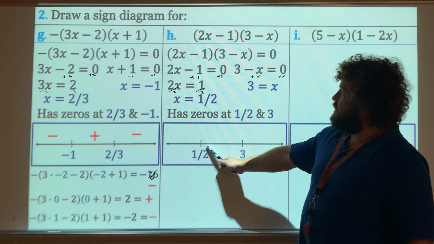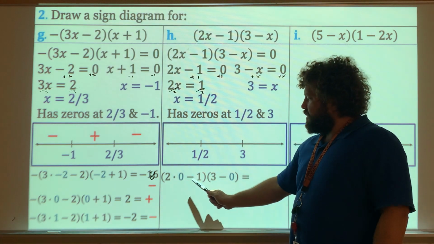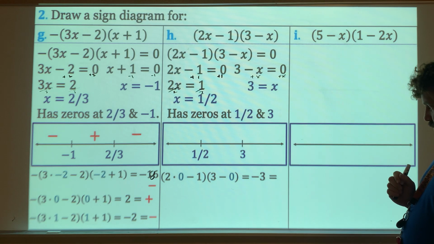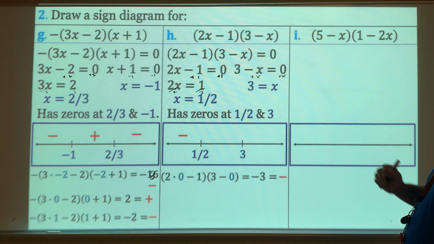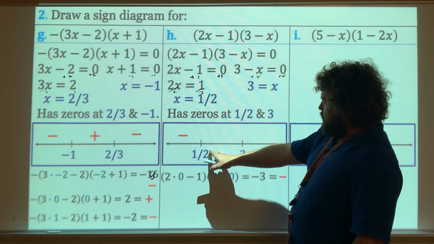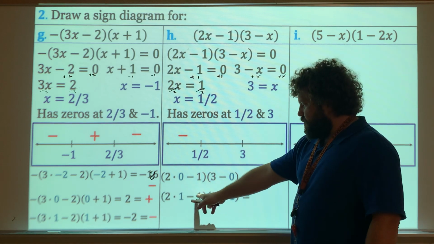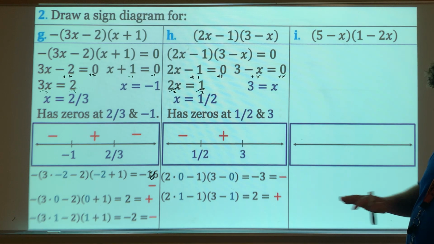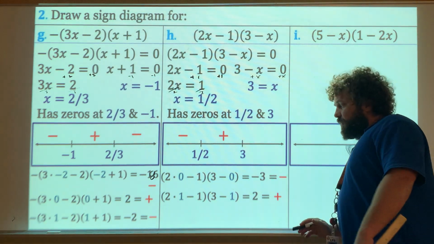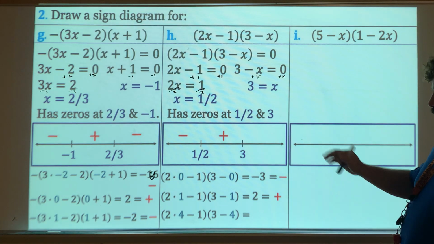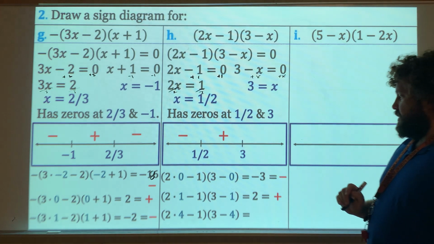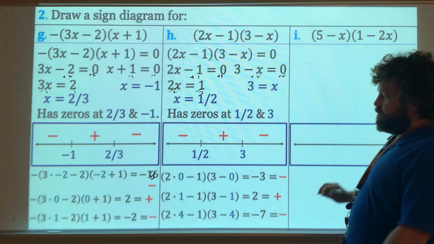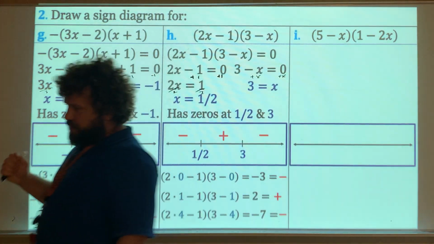Number less than 1/2 is 0. 2 times 0 minus 1 is negative 1, times 3 is negative 3, which is a negative. Between these two, you got 1. So 2 times 1 is 2 minus 1 is 1. Times 2 is 2, which is a positive number. And a number larger than 3 is 4. 2 times 4 is 8 minus 1 is 7. 7 times negative 1 is negative 7, which is indeed a negative number. All right. Yes. I like when I don't make mistakes.